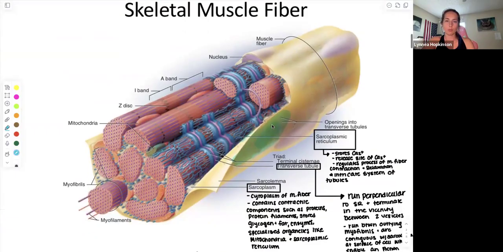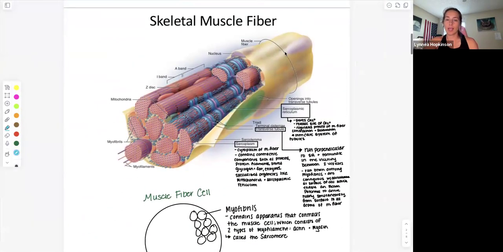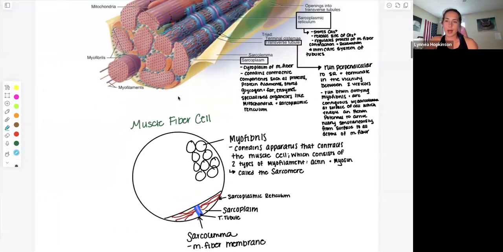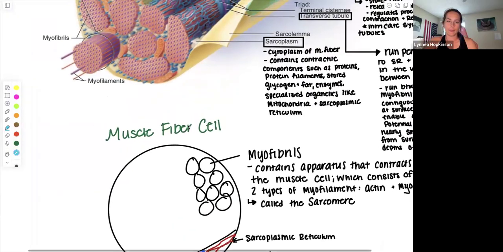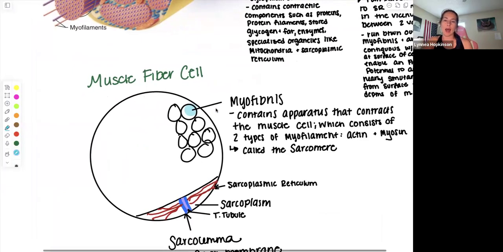Okay. Moving on to more in depth of a skeletal muscle fiber. Again, it can look pretty confusing here, so I tried to break it up to make it a little bit more simple. Here we have our muscle fiber cell as a whole. Looking at it, we have our myofibrils in here, which are going to contain an apparatus called the sarcomere that contracts the muscle cell. And it's going to consist of two types of filament, actin and myosin, which we will get into a little later.